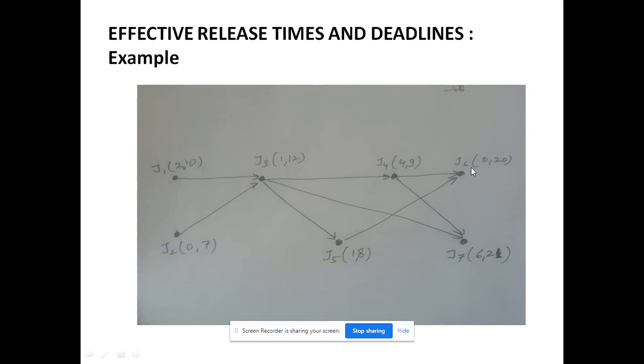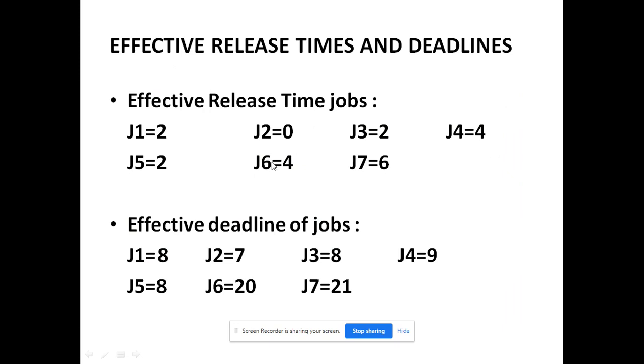The given release time of J6 is 0. The effective release time of J4, which we previously calculated, is 4, and the effective release time of J5, which we also previously calculated, is 2. So given release time of J6 is 0, effective release time of J4 is 4, effective release time of J5 is 2. The maximum value among the three is 4. So the effective release time of J6 is 4.